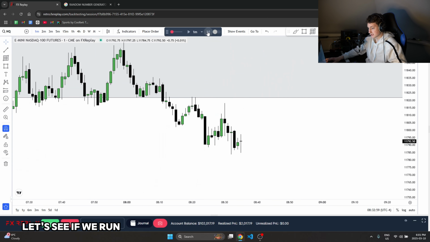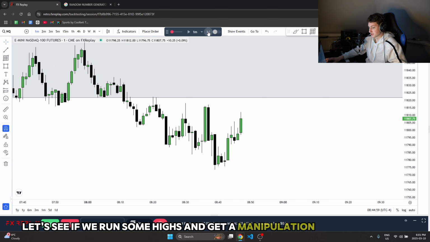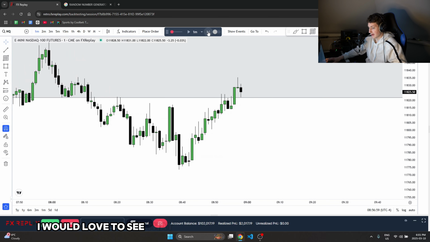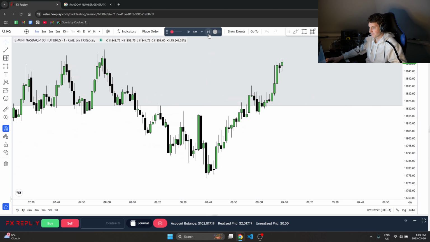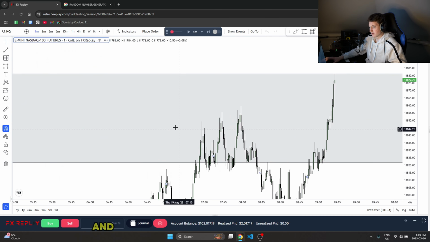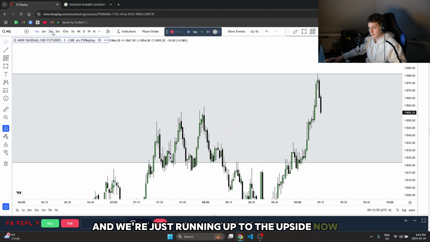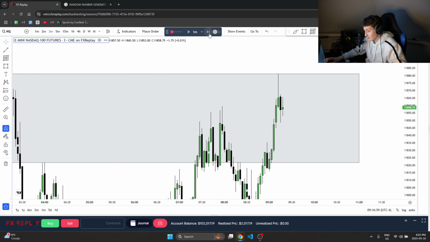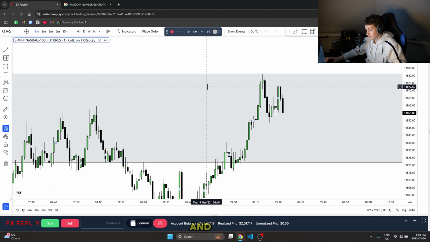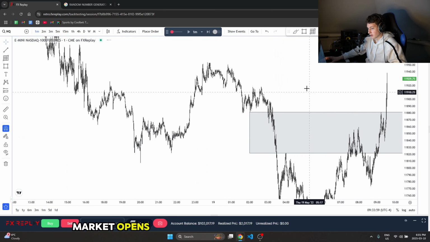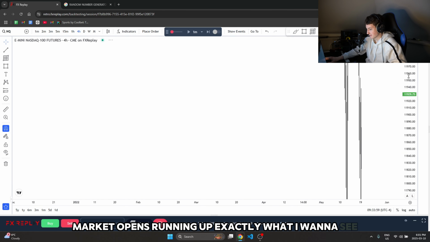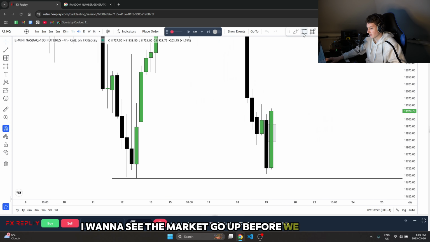So let's see if we run some highs and get a manipulation to the downside. I would love to see that. That is kind of a setup, not really a fan. And we're just running up to the upside now. And nope. Market opens, running up. Exactly what I want to see. I want to see the market go up before we go down.